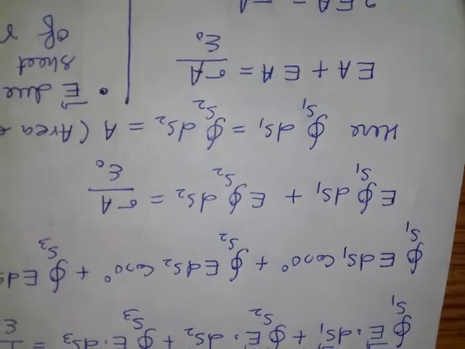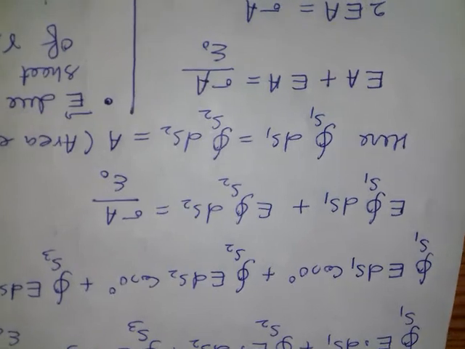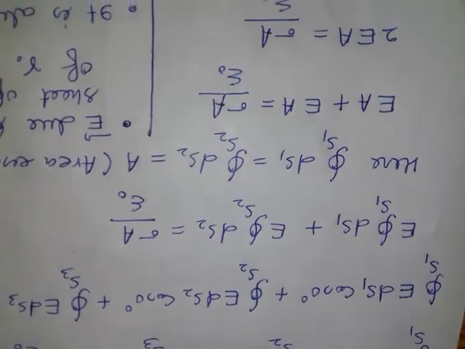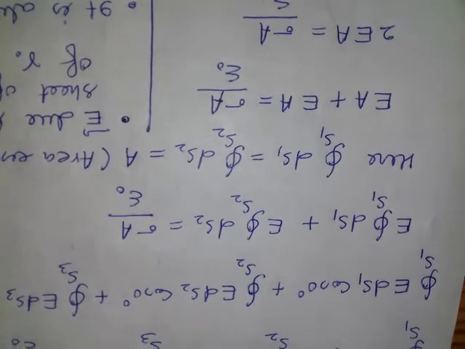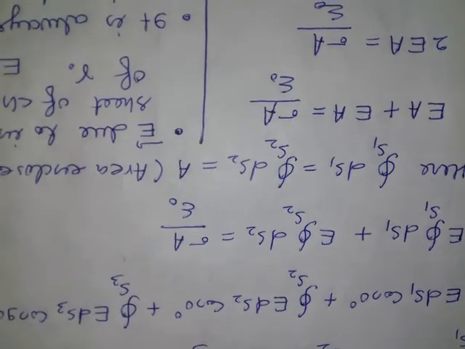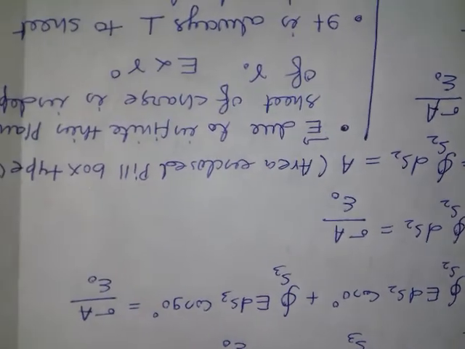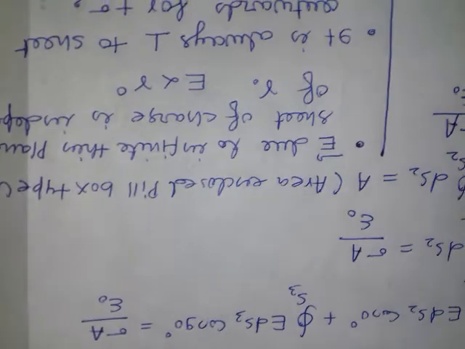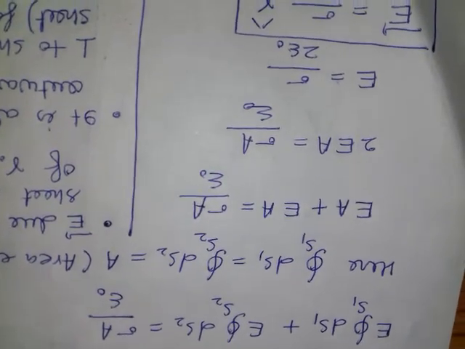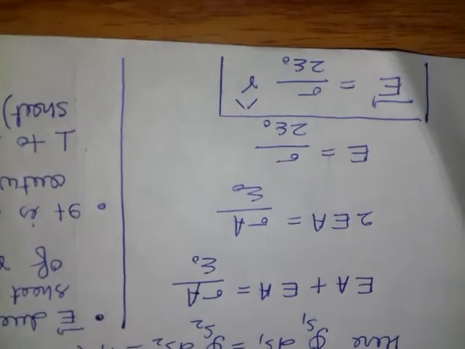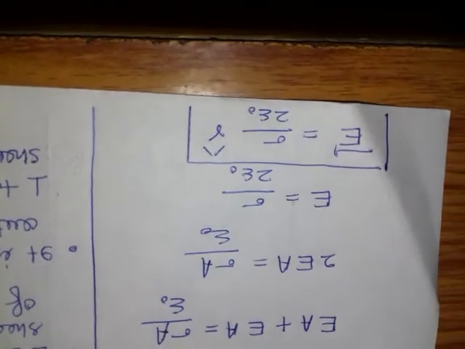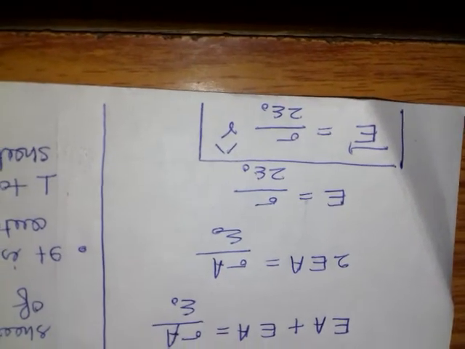You can see E times the integration over ds1 plus E times the integration over ds2 is equal to sigma A upon epsilon naught. Now the integration over ds1 and the integration over ds2 each equal A, which is the area of the pillbox type Gaussian surface. So EA plus EA is equal to sigma A upon epsilon naught, which results in E equal to sigma upon 2 epsilon naught. In vector form, E is equal to sigma upon 2 epsilon naught r cap.